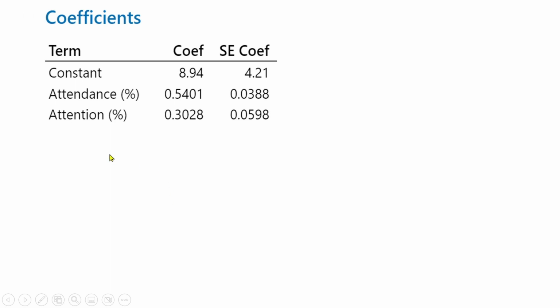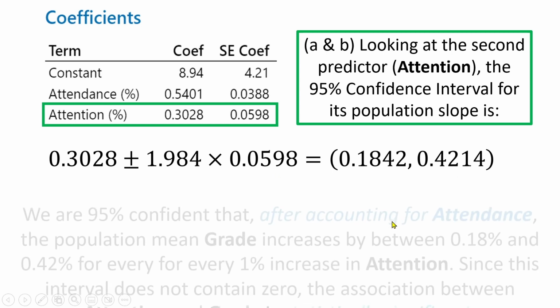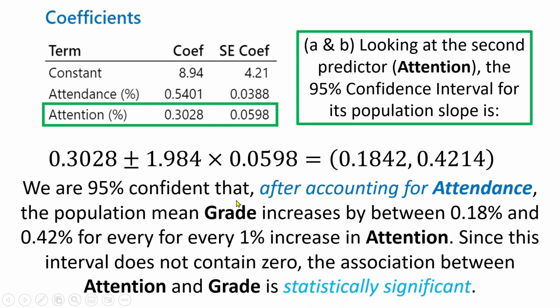So we can do all the same thing for the second predictor, the attention. We start with the point estimate plus or minus the margin of error. The margin of error is calculated using the critical value times the standard error for this coefficient, and we get this interval. And so we can say we are 95% confident that after accounting for attendance, the population mean grade increases by between 0.18% and 0.42% for every 1% increase in attention. Since this interval does not contain zero, the association between attention and grade is statistically significant.